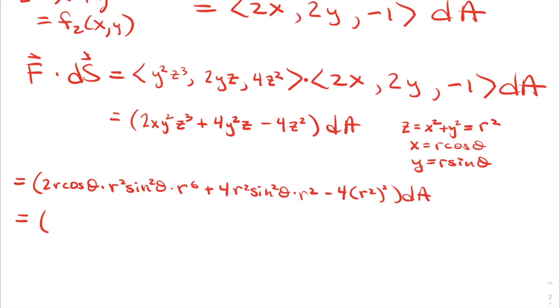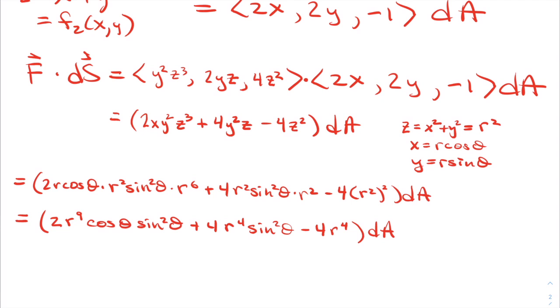On the first one, you're going to have a 2. I see an r to the 8th plus one more r, so that's 2r to the 9th cos theta sine squared theta. And then plus a 4r to the 4th sine squared theta. And it looks like minus 4r to the 4th, like that, and then dA. Of course, dA is going to get an r dr d theta. May as well do that now.